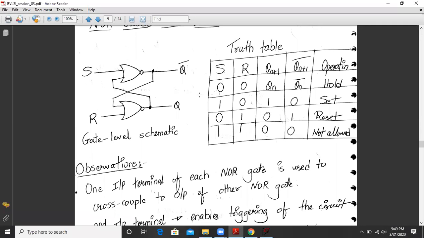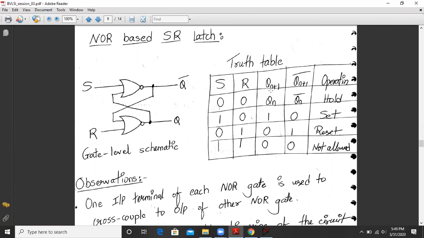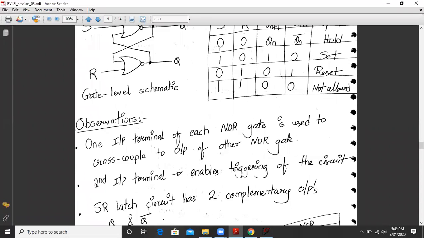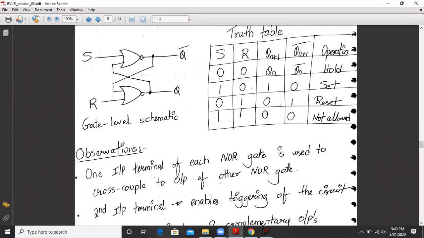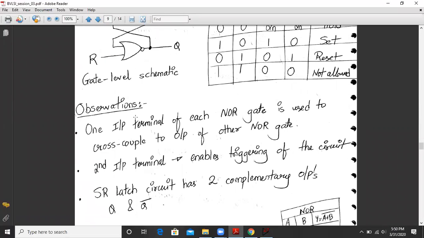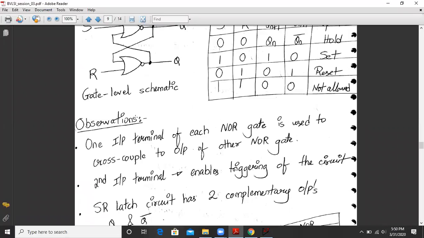Similarly, when S and R are both logic 0, my output will be whatever my previous output was, so it will depend on that. This will become Qn, the previous output state, and this will become Qn bar. So actually it will hold the previous state. Each NOR gate has one input terminal used to cross couple the output of the other NOR gate, and the second input terminal enables the triggering of the circuit.